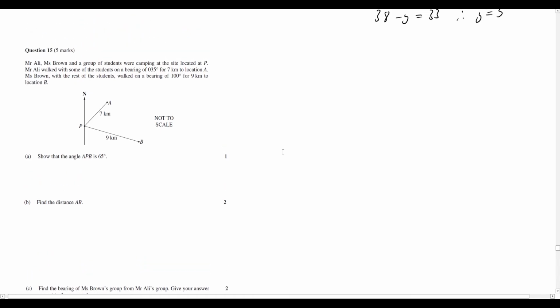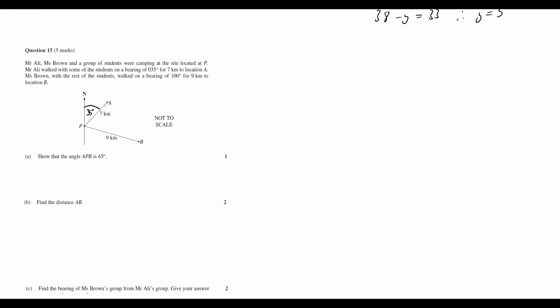Mr. Ali, Miss Brown, and a group of students were camping at the site located at point P. Mr. Ali walked with some of the students on a bearing of 35 degrees. So let's quickly draw that in. So that means that this is 35 degrees, on a bearing of 35 degrees for 7 kilometers to location A.